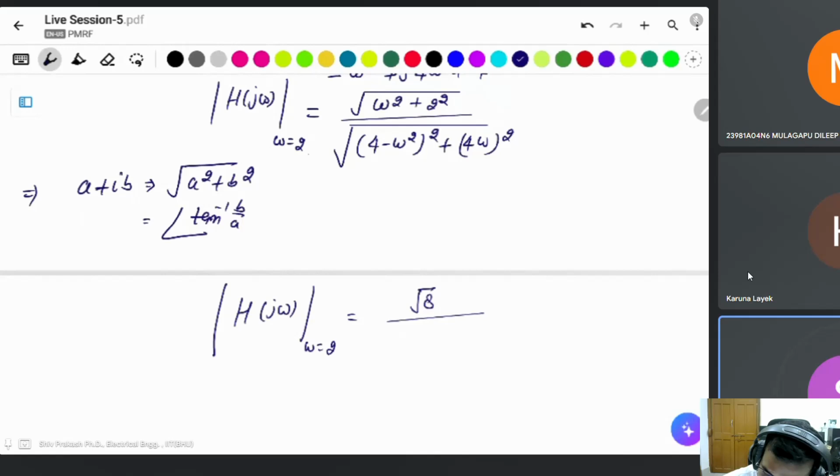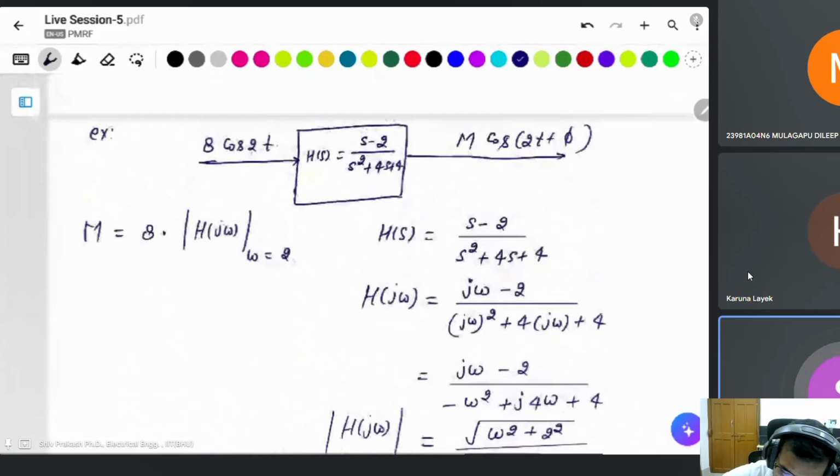For the second one, 4 minus omega square, omega equal to 2, gives 4 minus 4, which is 0, squared is 0, plus 4 omega square, which is 4 times 4, equals 16. So it means root of 8 divided by root of 16, which is root of 8 divided by 4.